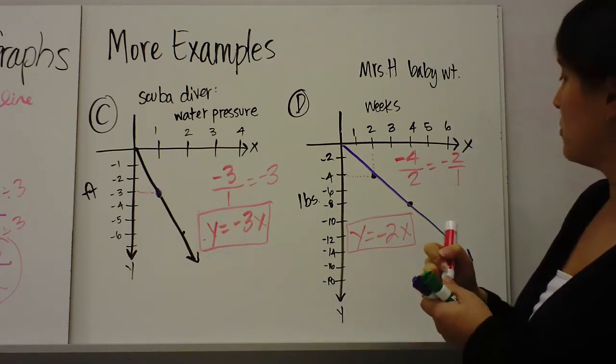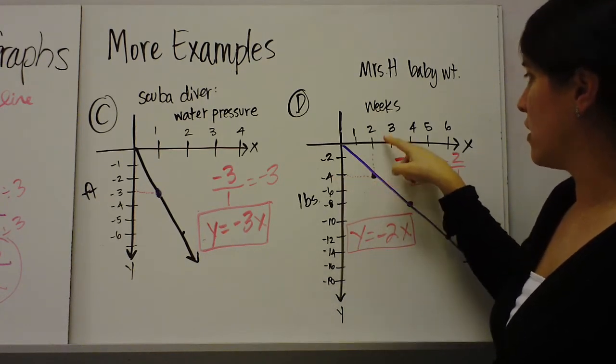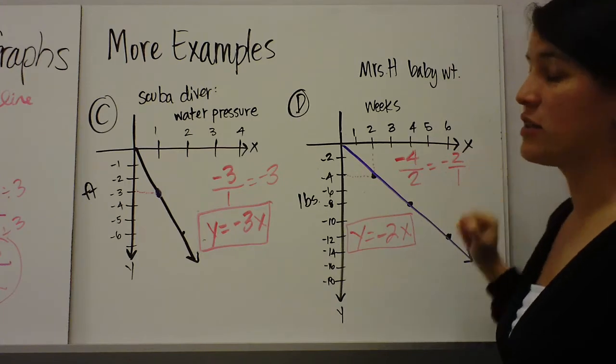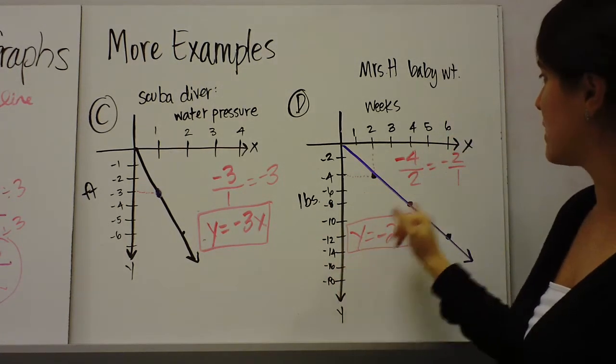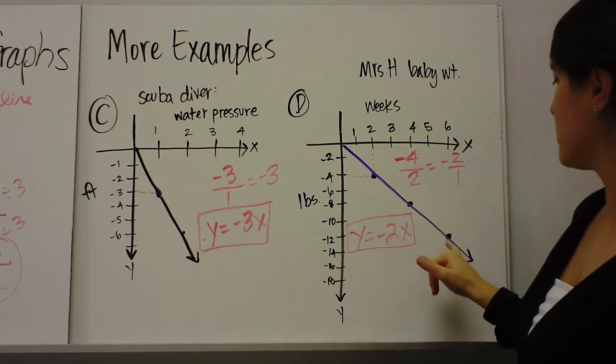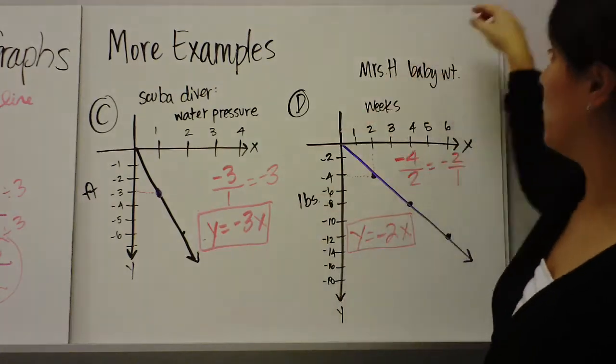So that means Mrs. Hantlin will lose 2 pounds every week. If I lose 4 pounds in 2 weeks, then I would lose 2 pounds in 1 week. So hopefully by 6 weeks I will have lost 12 pounds. But we'll see. So those are 2 negative examples.